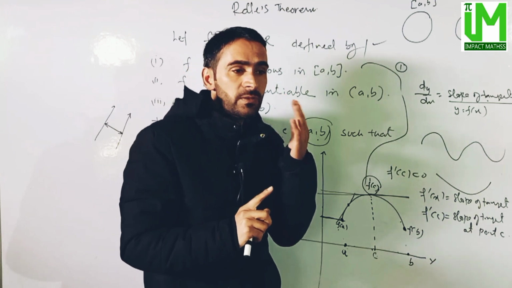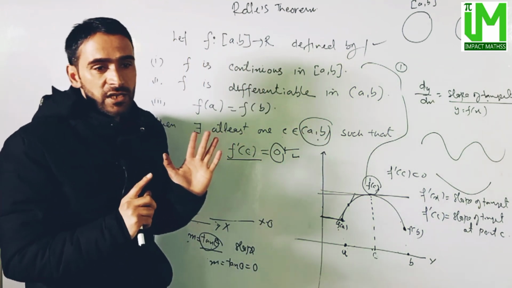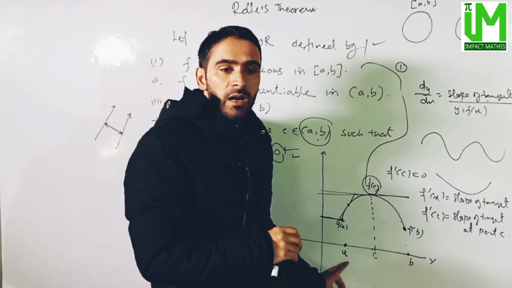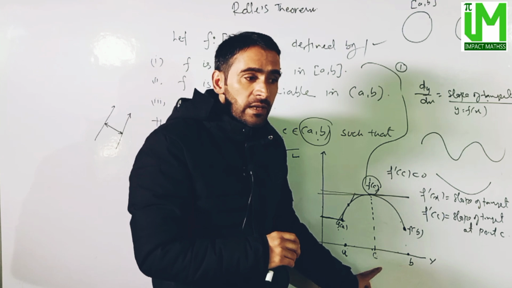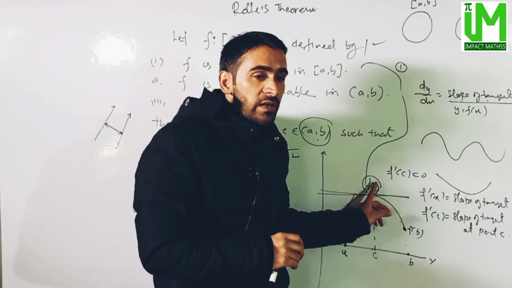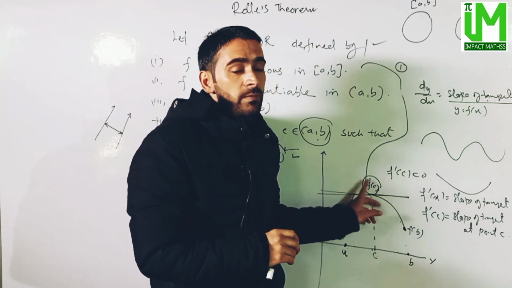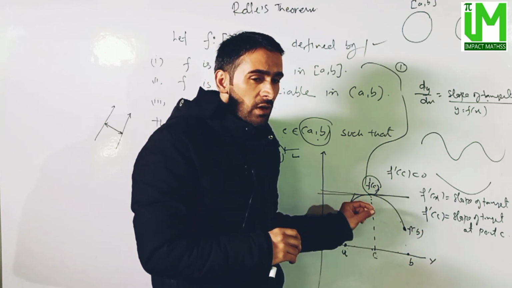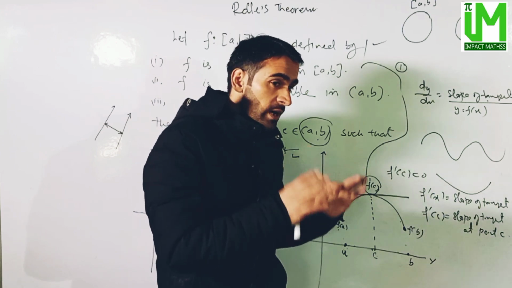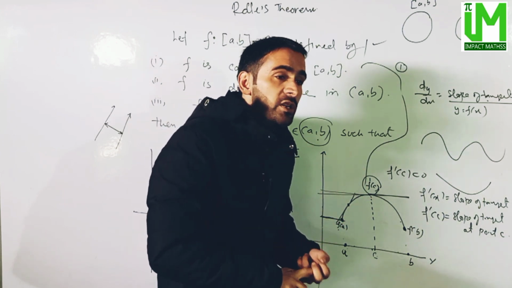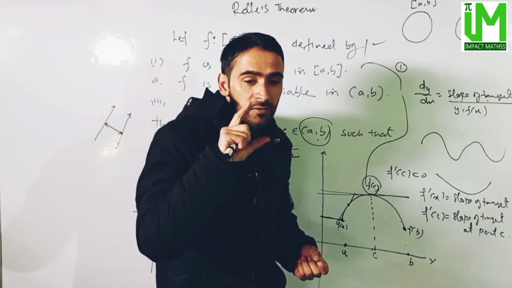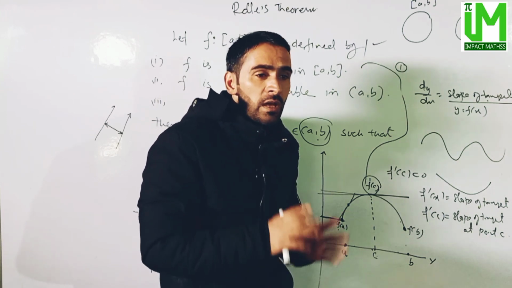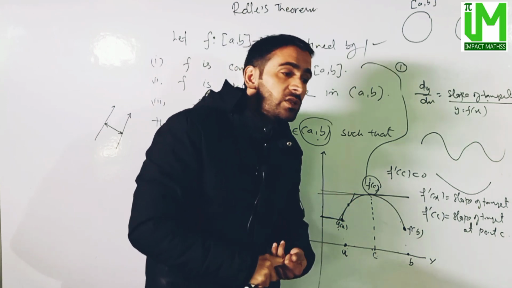If we satisfy the three conditions, then there exists a point c such that the tangent at point c will be parallel to the x axis, that is, f dash of c is equal to 0. The tangent at point c will be parallel to the x axis.